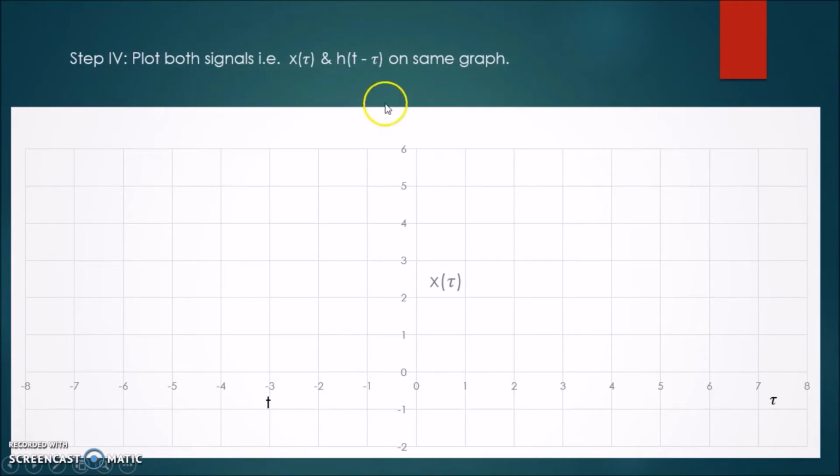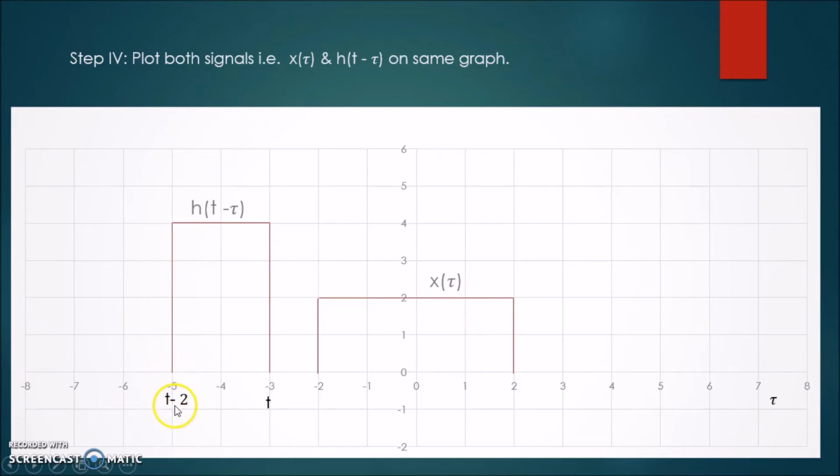Next, we have to plot x of tau and h of t minus tau on the same graph. Now here we can find that the signal h of t minus tau exists between t minus 2 and t, while x of tau exists between minus 2 and 2. So these two signals are not overlapping anywhere. So if we take the integral from minus infinity up to t minus 2, here h of t minus tau will be equal to 0. Similarly, x of tau will be equal to 0.